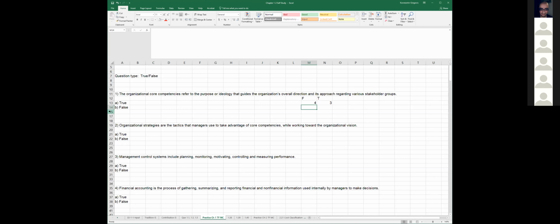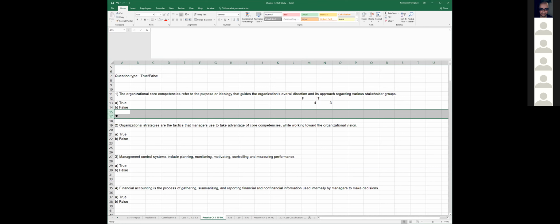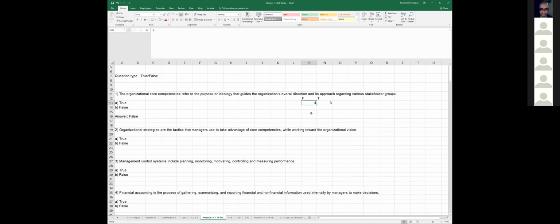All right. Let's see. I'm guessing it's false. Core competencies fall under your vision statement. So when you do a mission or vision, that's your overall purpose or ideology. Core competencies are what you're good at. Let's see what it is here. And it's false. So does that make sense? It's a matter of reading over the strategic plan, reading over the definition of a core competency. Because your core competency isn't your purpose or ideology. It supports your mission and vision statement. Does that make sense?